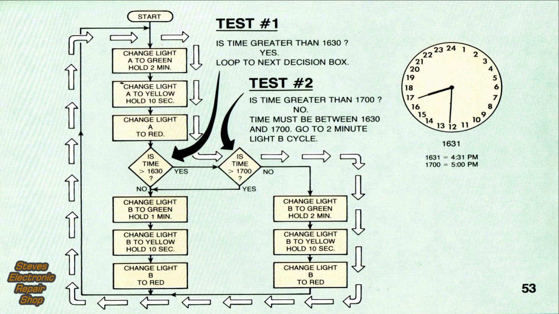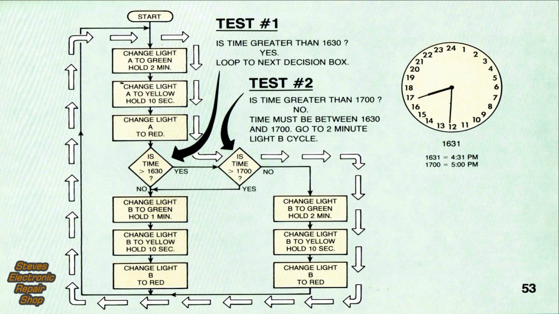Naturally, program flow proceeds through the light A routine. Then we reach the first decision box. The question is asked, is time greater than 1630? The answer is yes, so the yes route is taken.